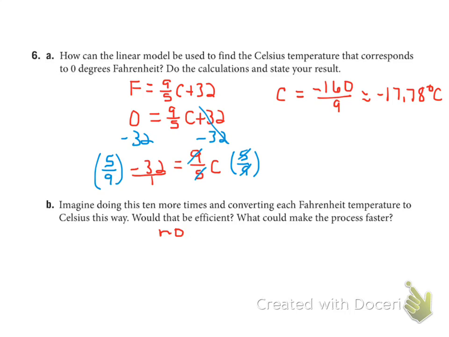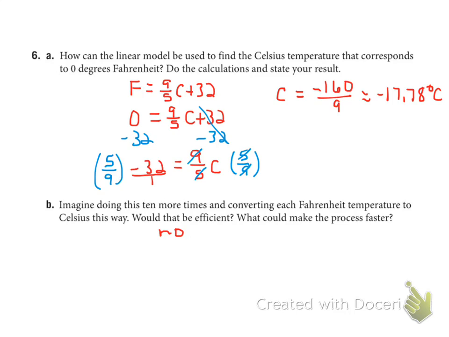Any ideas on what could make the process faster? Can you get rid of the 9/5 first or no? Can you get rid of the 9/5? Kinda. There's more to it.